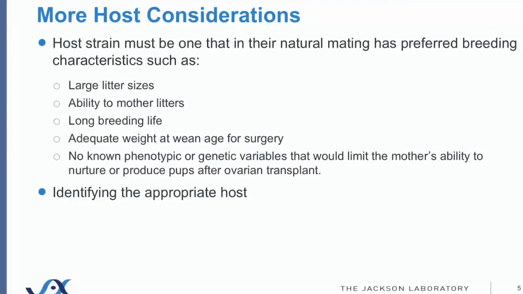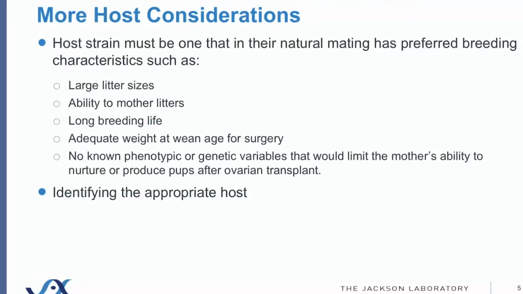We like to do the ovarian transplants at a young age due to less bleeding during the ovarian transplant process. So we want to make sure we have robust mice at wean age for the surgeries. You also want to make sure that there aren't any known phenotypic or genetic variables that would limit the mother's ability to nurture or produce pups after ovarian transplant.